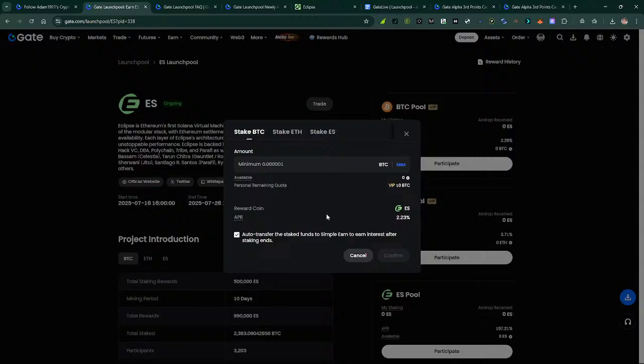And alongside there is an option before you confirm, after writing down the amount, for after staking ends. That means if you want your funds to be transferred to Simple Earn by default. If you don't want this option to be enabled, just uncheck this. So you have this freedom. And to be honest, I also don't like this feature as it is opened by default. So you can just uncheck this and then click confirm.